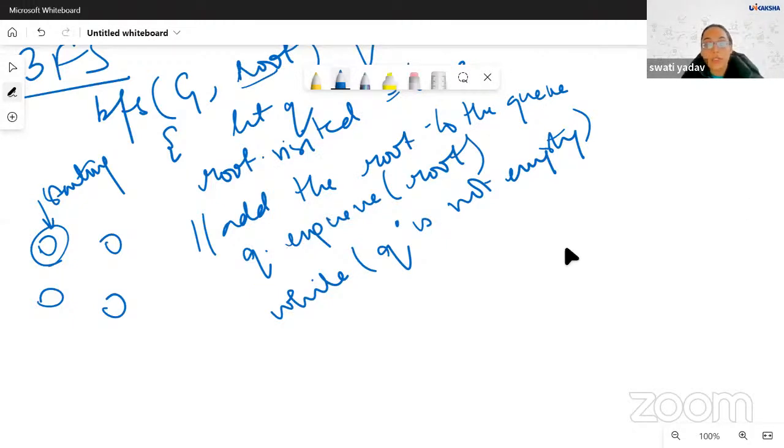The starting point is called your root. Don't get confused with trees. Trees we are going to cover in another class.